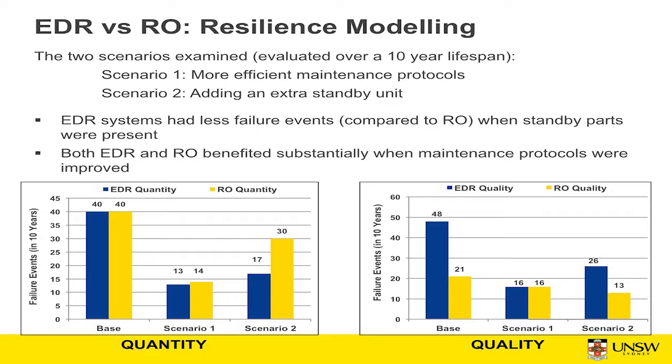The graphs generated a lot of data. The graphs down the bottom are just a couple of examples. The one on the left shows the quantity, the downtime, and the quality, the water quality. And you can see that scenario one, in comparison to baseline, had significant improvements on both the quantity and quality issues, which is kind of unsurprising if you have more efficient maintenance protocols.